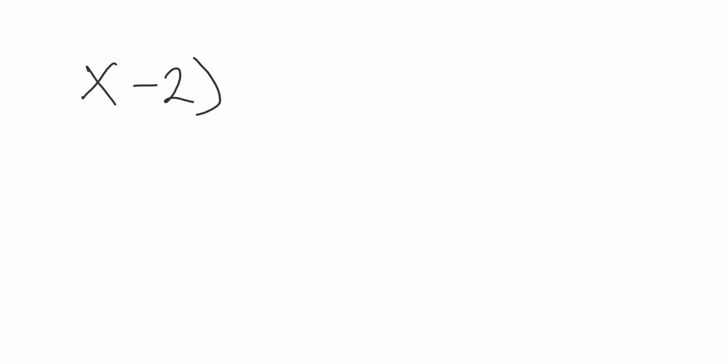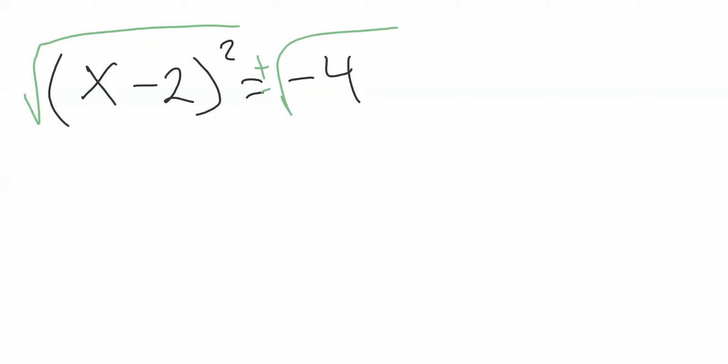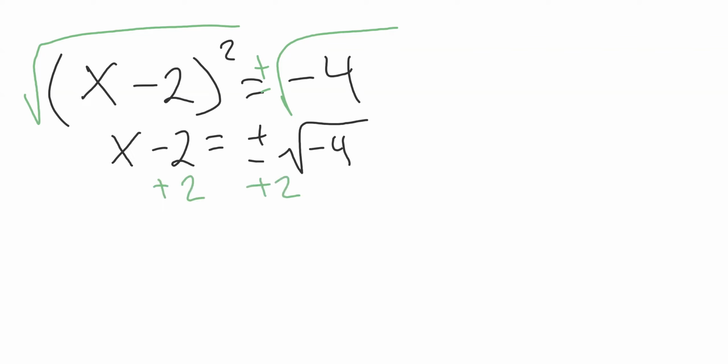x minus 2 squared equals -4. All right. This at first glance appears very similar to the last example. We're going to use that square root property, square root both sides, and in doing so, not forget our plus and minus. That gives us that x minus 2 equals plus or minus the square root of -4. And we, of course, are going to add 2 to both sides to completely solve for x. So we've got that x equals 2 plus or minus the square root of -4.